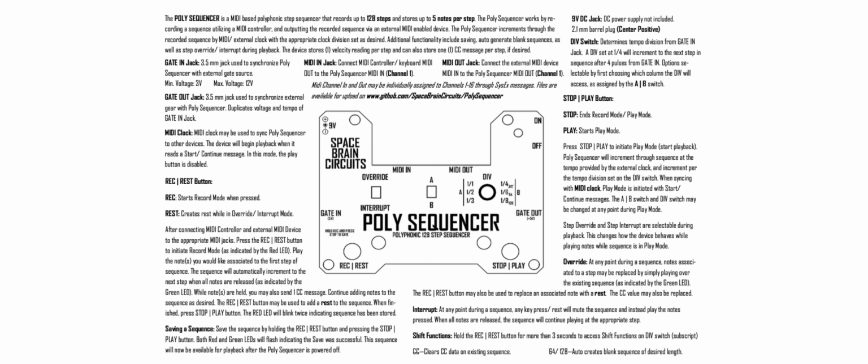Interrupt mode. After connecting MIDI controller and external MIDI device to the appropriate MIDI jacks, press the REC button to initiate record mode as indicated by the red LED. Play the notes you would like associated to the first step of sequence. The sequence will automatically increment to the next step when all notes are released as indicated by the green LED.